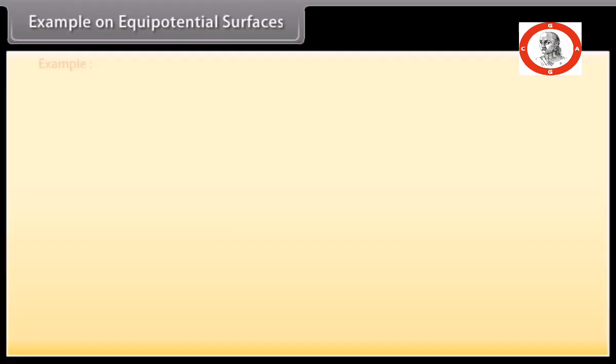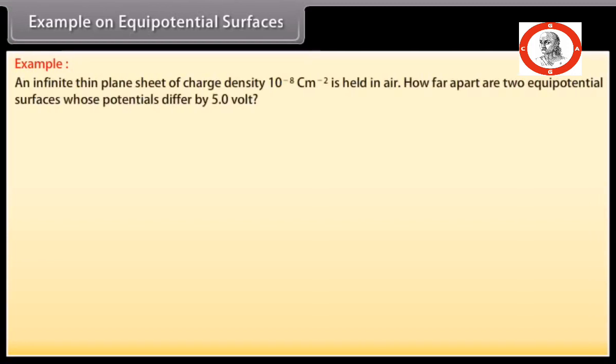Example on equipotential surfaces. Let's take an example on equipotential surfaces. An infinite thin plane sheet of charge density 10 raised to the power minus 8 coulomb per meter square is held in air. How far apart are two equipotential surfaces whose potentials differ by 5 volt.